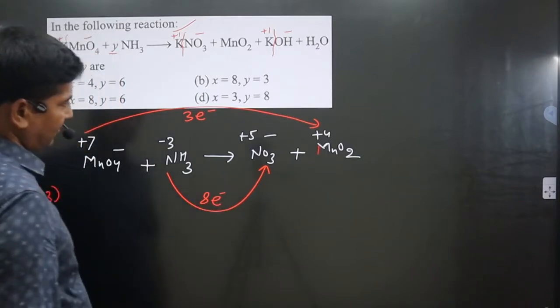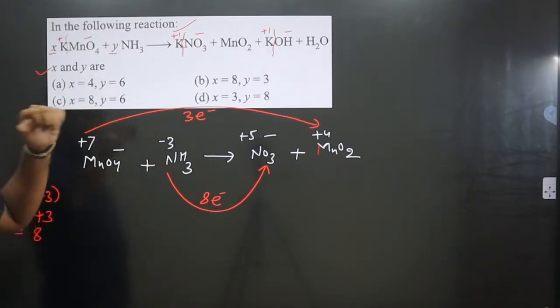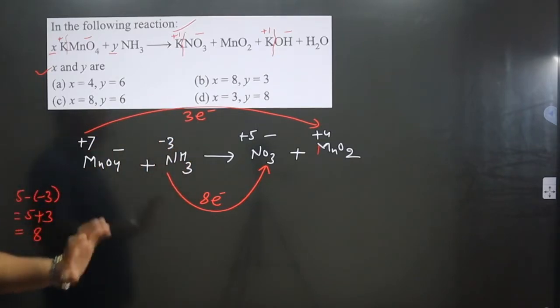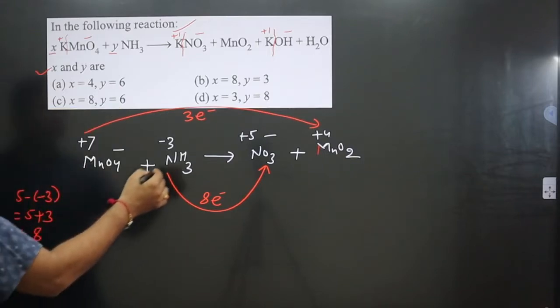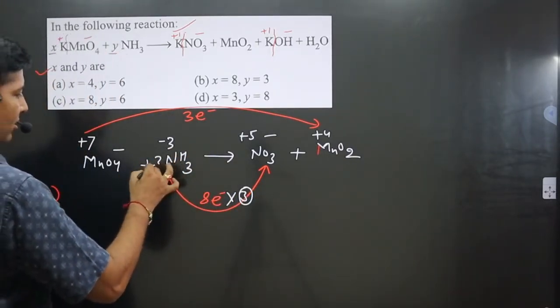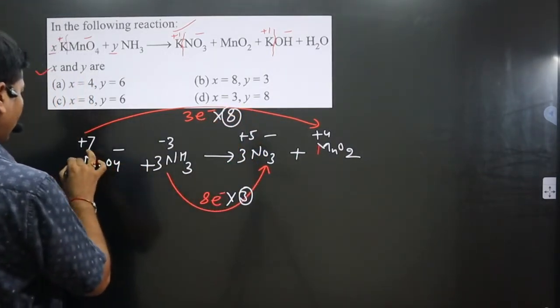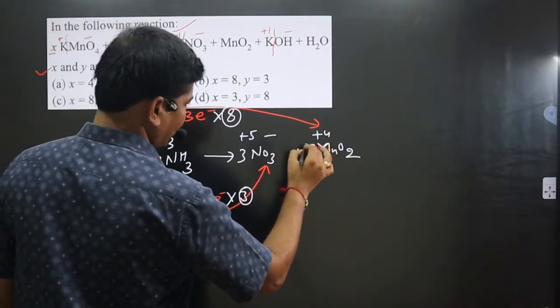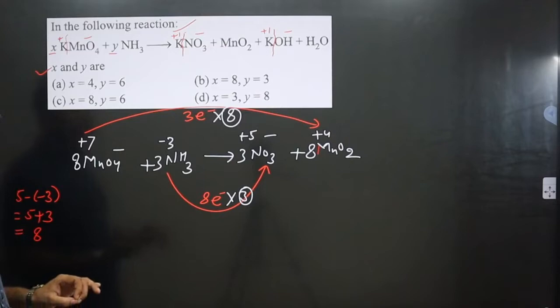Okay, 8 electrons. Now we can balance the number of electrons in both half equations. So I do one thing, I crisscross multiply by 3. So 3 will come here, 3 will come here also, multiplied by 8. So 8 will come here and 8 will come here also. Okay, number of electrons are balanced.